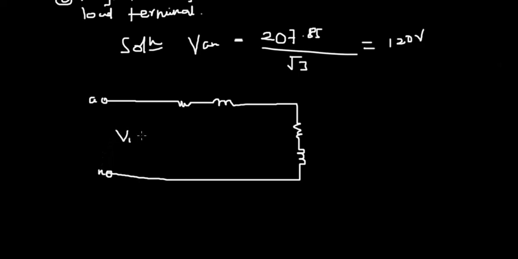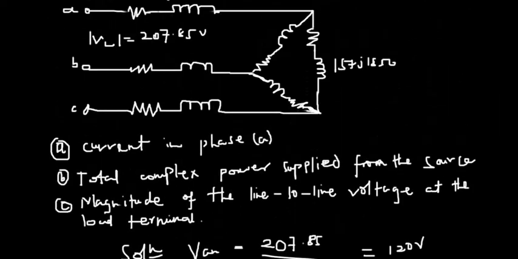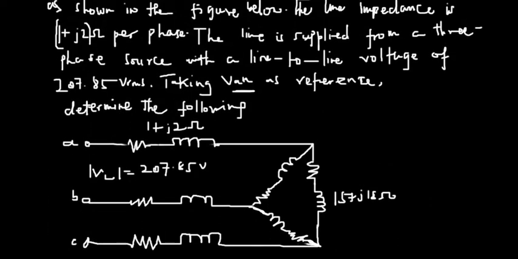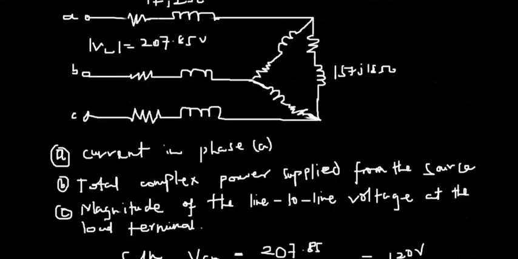So now we have our V1 equal to 120 volts with an angle of 0 degrees, and then we have 1 plus J2 ohm, and then we have 5 ohm plus 6J ohm. So we've been able to reduce this into a simpler format. Let's proceed from there.